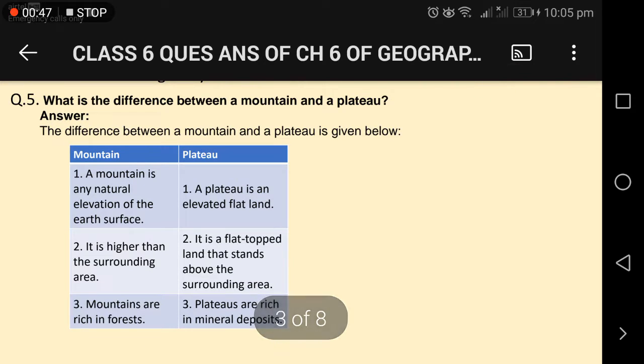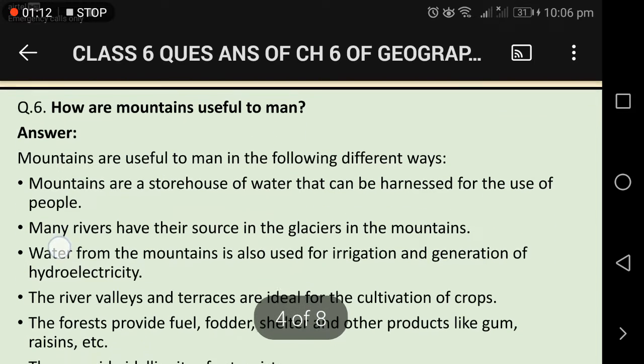Then difference between mountain and plateau. So mountain is any natural elevation of the earth's surface. Then plateau, a plateau is an elevated flatland. Mountain, it is higher than the surrounding area. Plateau, it is a flat topped land that stands above the surrounding area. Next, mountains are rich in forest and plateaus are rich in mineral deposits. Okay, so they were the differences.